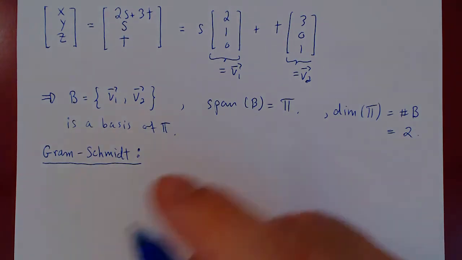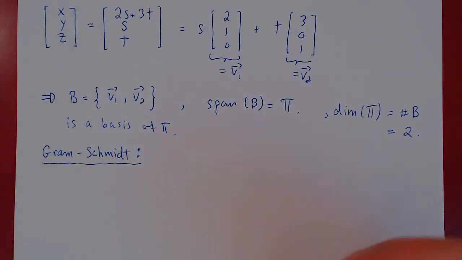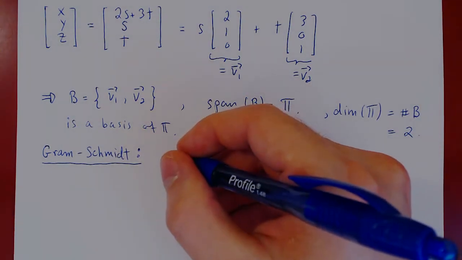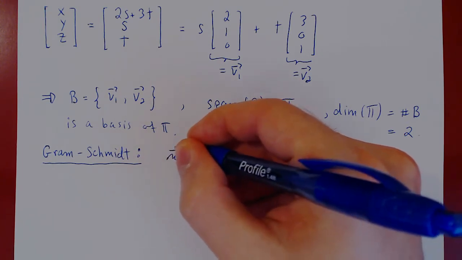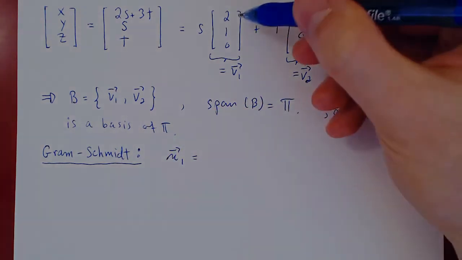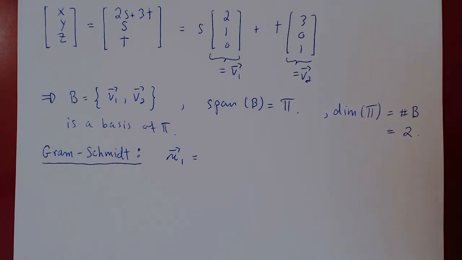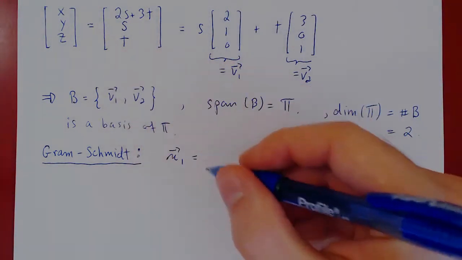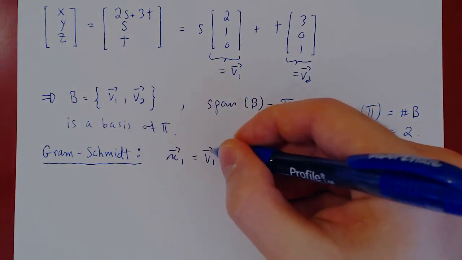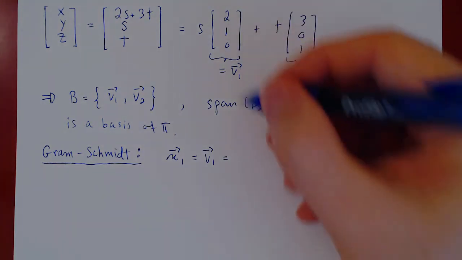Gram-Schmidt says the first new vector in your orthogonal basis, u1, will be simply the original vector of the original basis. So u1 is simply v1, and that is the vector 2, 1, 0.